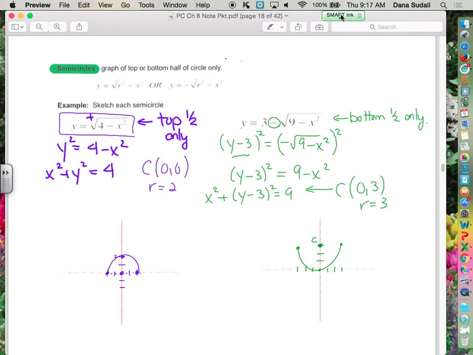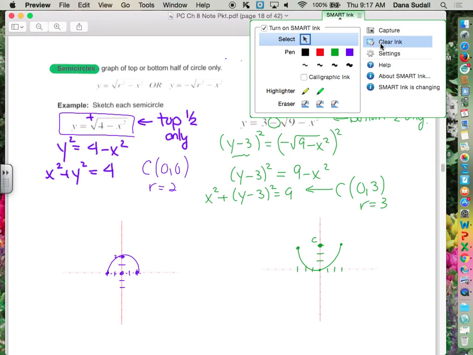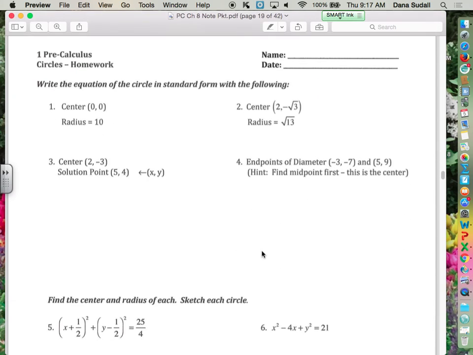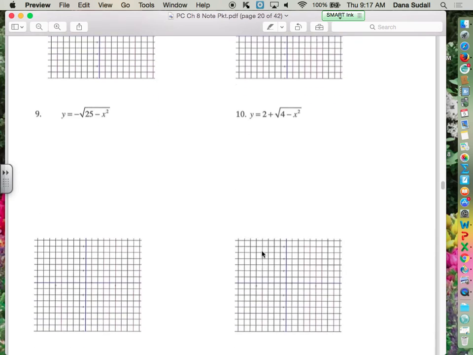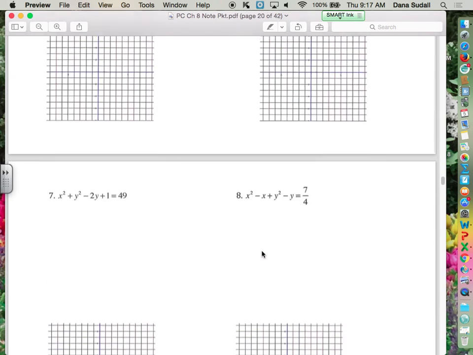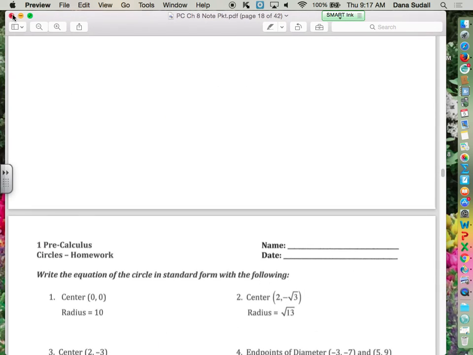So the homework for circles is not in the textbook. It's the next page here. Both pages there, circle homework. A couple of graphs, a couple of semicircles on there, just those 10 problems there. And those solutions are posted online for you.